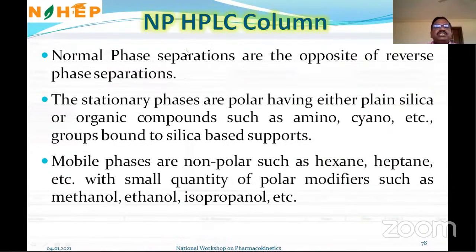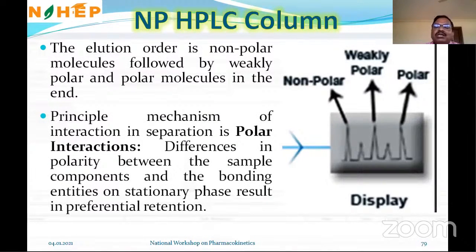Whereas in normal phase HPLC columns, the separations are opposite to reverse phase separations. The stationary phases are polar, having either plain silica or organic groups such as amino, cyano, etc. bonded to silica-based supports. Here the mobile phases are non-polar, such as hexane or heptane, and a small quantity of polar modifiers such as methanol or ethanol is also used. So here the elution order is: first non-polar compounds are eluted, next weakly polar, and last polar substances are eluted.